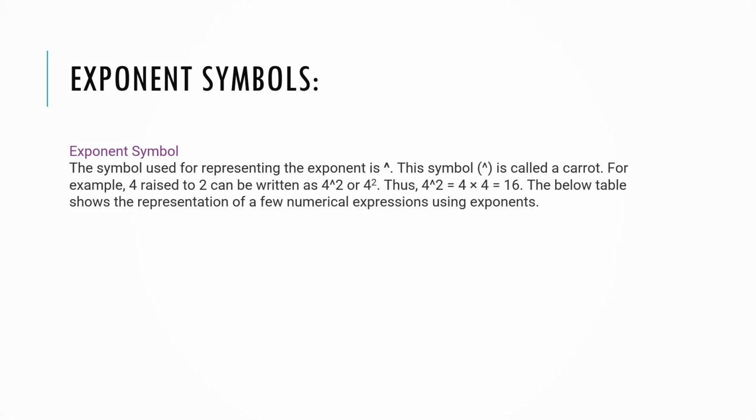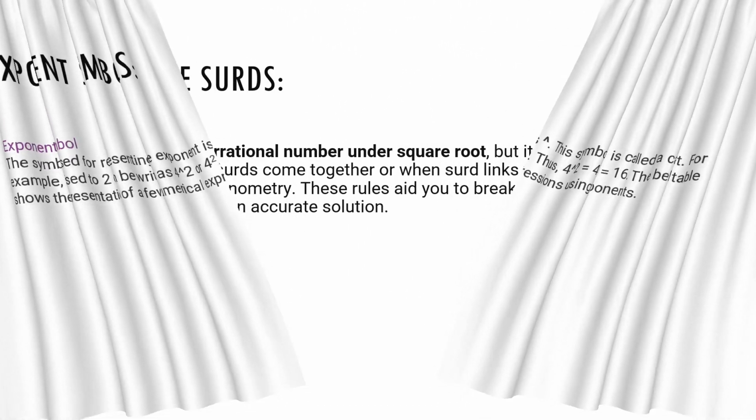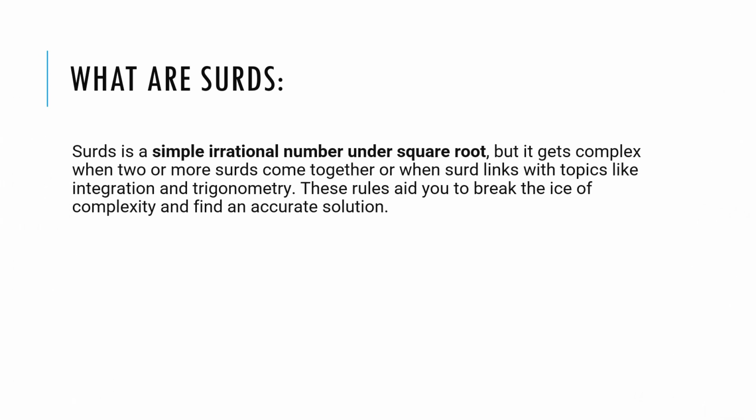What are surds? Surd is a simple irrational number under square root. But it gets complex when two or more surds come together or when surds link with topics like integration and trigonometry. These rules aid you to break the ice of complexity and find an accurate solution.